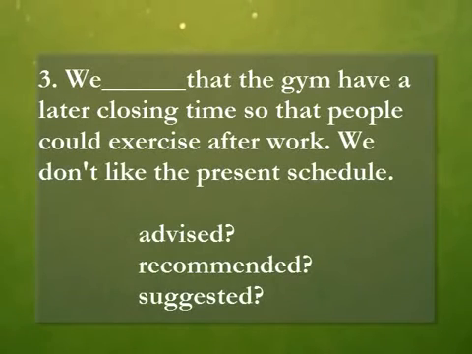3. We recommended that the gym have a later closing time so that people could exercise after work. We don't like the present schedule. Answer: recommended. Why? First of all, we're not an authority in this situation. And this is more than just offering an idea for consideration. We don't like the schedule. This suggests we want to change it because the change is the best thing to do. That's what we believe is the best thing to do.